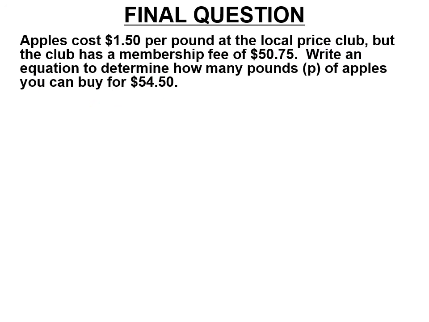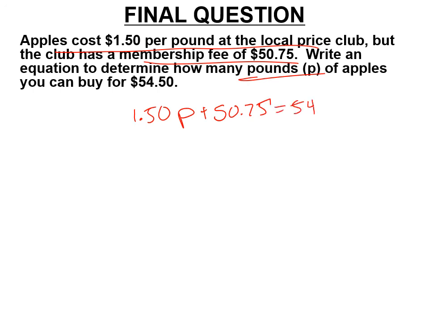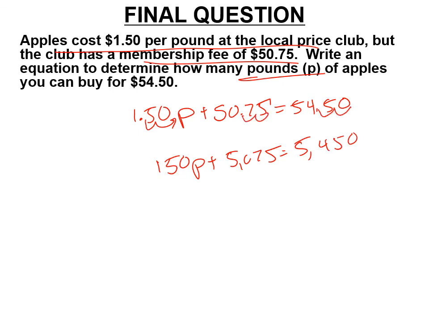All right, final question. Apples cost $1.50 per pound, and we're doing p for pounds. The membership fee was $50.75, and we have a total of $54.50. It doesn't say solve it, all right? So you could leave it that way, but if you had to solve that, you could change this to 150p plus 5,075, right, equals 5,450. You move the decimal twice in all three locations.